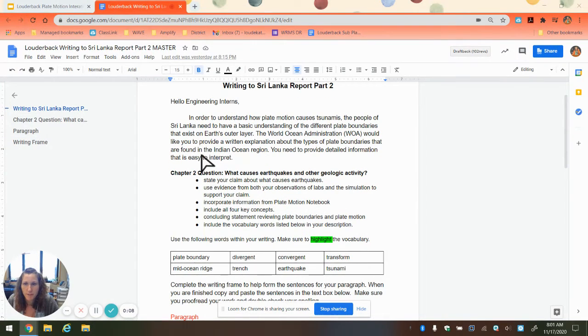So the very beginning is an introduction to you engineer interns from our project director, Hannah Wong. It says, in order to understand how plate motion causes tsunamis, the people of Sri Lanka need to have a basic understanding of the different plate boundaries that exist on Earth's outer layer. The World Ocean Administration would like you to provide a written explanation about the types of boundaries that are found in the Indian Ocean region. You need to provide detailed information that is easy to interpret.